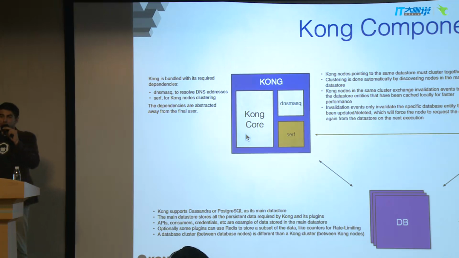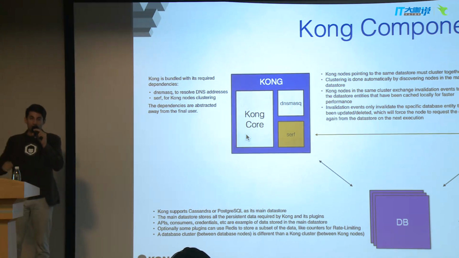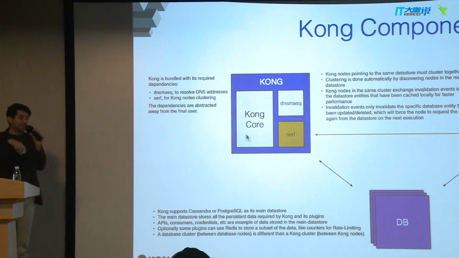We said Kong stores all the APIs, plugins, and consumers data in the data store, but it does not request the database data on every request. It requests them once, then caches them in local memory using the shared dictionary of OpenResty, and makes them available for every subsequent request. If the data changes in the data store, an invalidation event is sent cluster-wide to invalidate that one specific entity that Kong has updated.